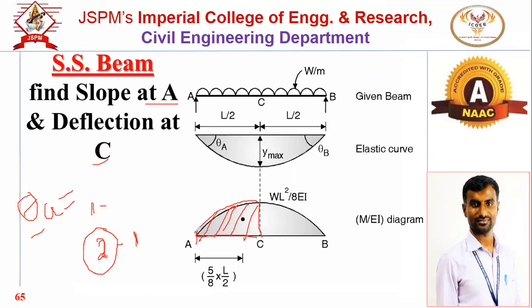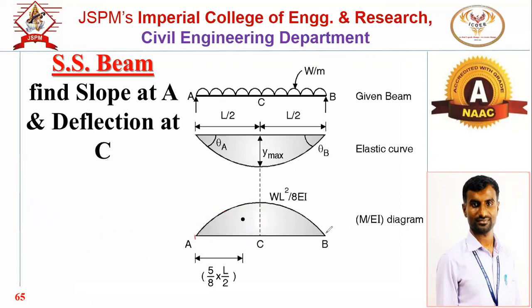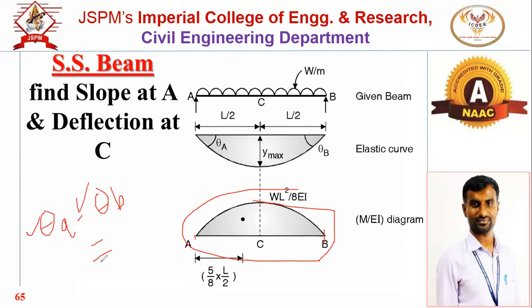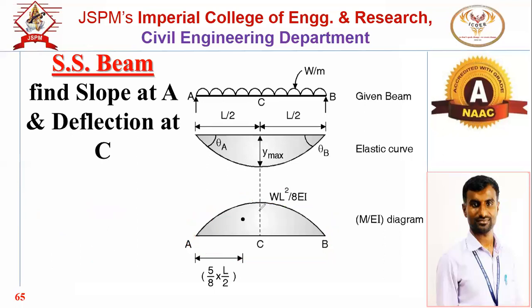Now if we consider the A to B portion, at A also slope will exist and at B also slope will exist. So change in slope will be what? Theta A minus theta B. So that will be the total area. So in a single linear equation, we are getting 2 unknowns, so we can't solve for that particular slope. That's why choose a second point, one point where we want the slope and a second point where the slope will be 0.